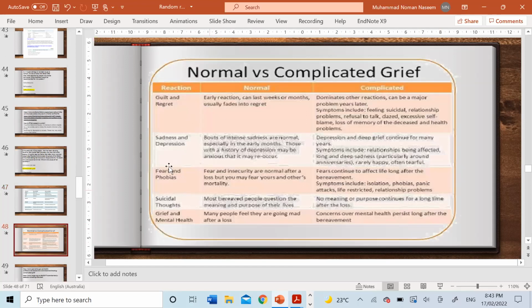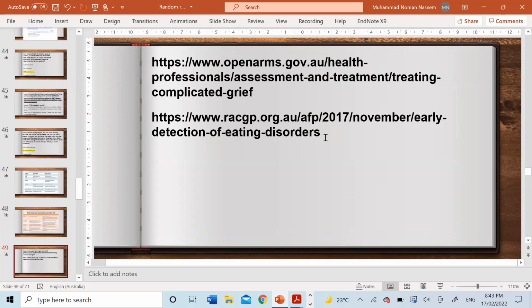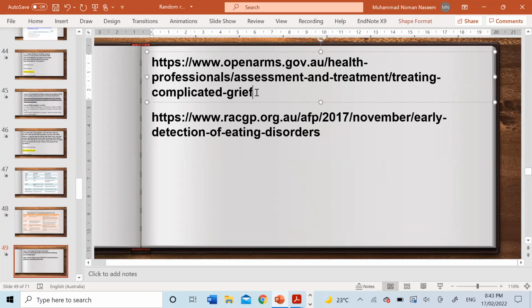Same things over here. Fears and phobias are very important. Fears continue to affect the life long after the bereavement in a complicated grief person. They can have isolation, phobias, panic attacks, life restriction, relationship problems, like in our patient. She's having an eating disorder because of the hallucination and delusion of the complicated grief. Okay. You can study complicated grief from this site as well and from the RSCGP site as well.